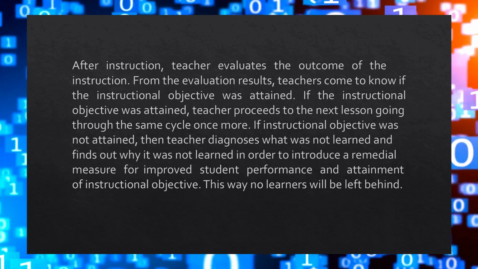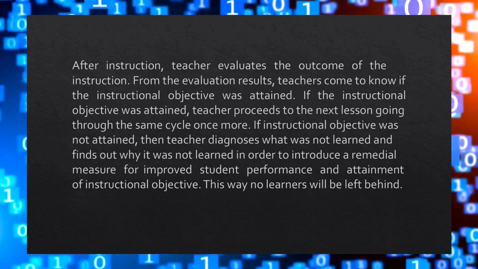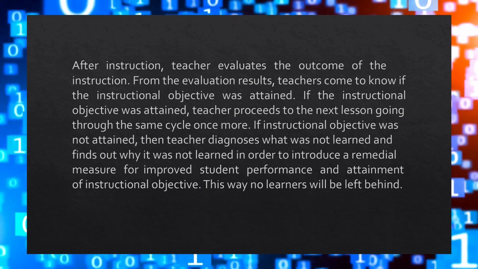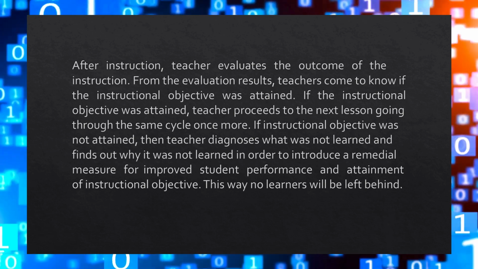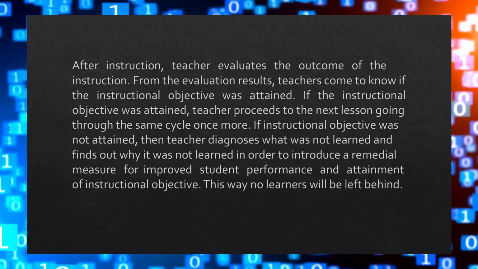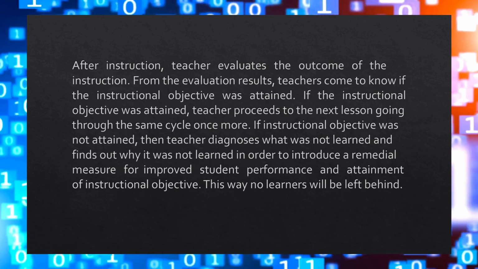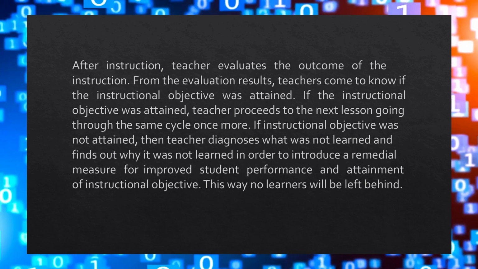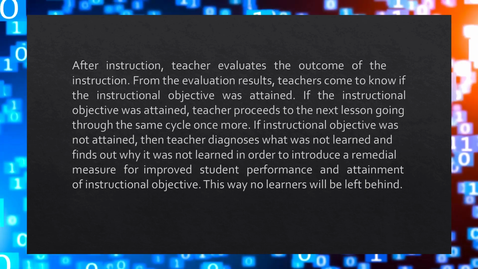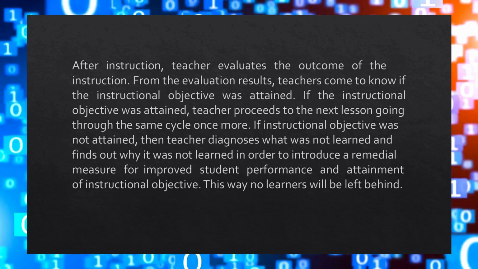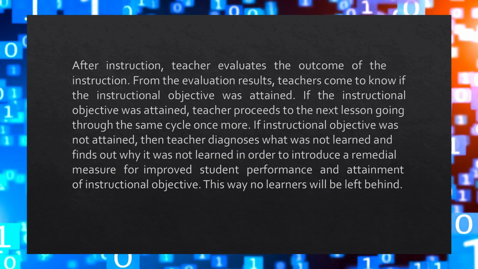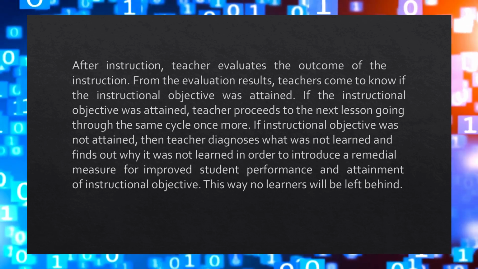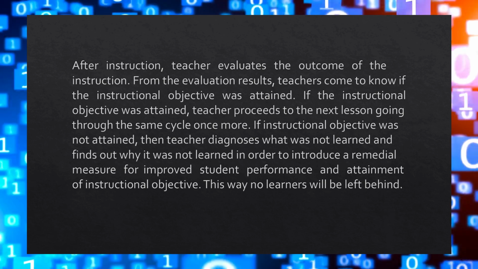After instruction, the teacher evaluates the outcome of the instruction. From the evaluation results, the teacher comes to know if the instructional objective was attained. If the instructional objective was attained, the teacher proceeds to the next lesson, going through the same cycle once more. But if the instructional objective was not attained, then the teacher diagnoses what was not learned and finds out why it was not learned in order to introduce a remedial measure for improved students' performance and attainment of the instructional objective. This way, no learners will be left behind.